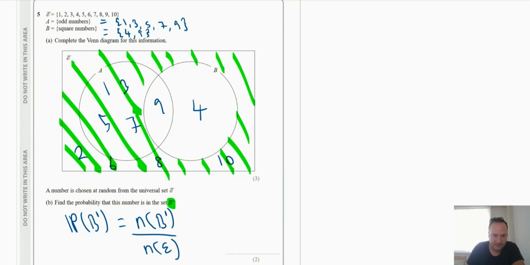So we need to count how many values are not in B. So we can see we've got 1, 2, 3, 4, 5, 6, 7, 8. So we've got 8 members not in B, divided by the total number of members, which is 10. And we can also see that 8 over 10 will simplify down to 4 over 5.